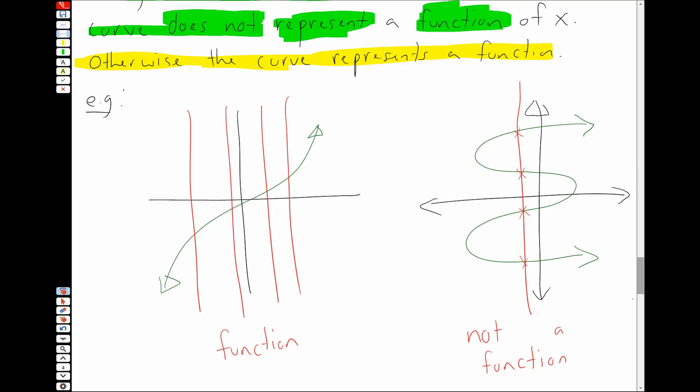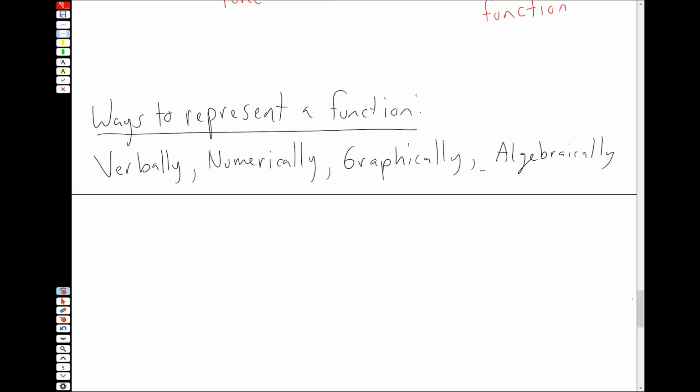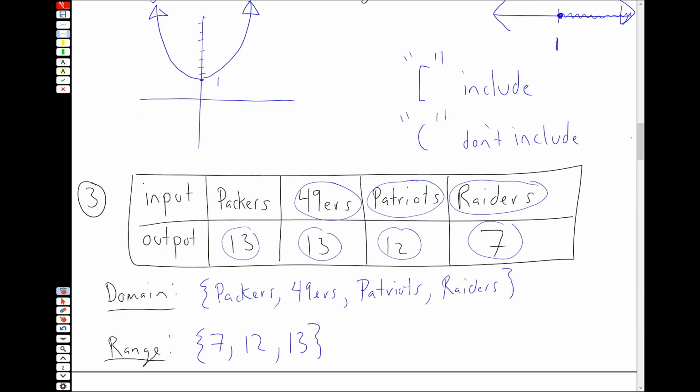And lastly, and we'll conclude with this, ways to represent a function. We've seen a lot of these today, but there are 4 main ways to represent a function. Verbally, so communication. So again, let me go back up to our NFL example here. This function, as I described, was taking an NFL team to the number of wins they got in the 2019 season. Okay, so that would be a verbal representation of a function.